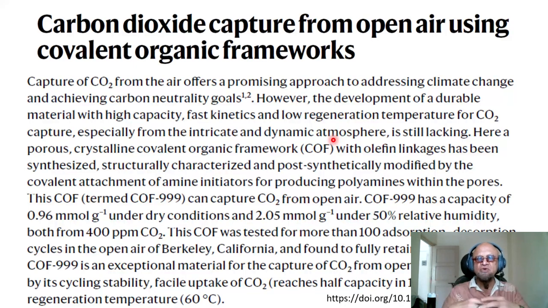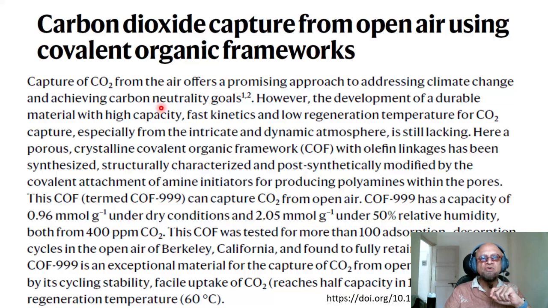For capturing CO2, metal organic frameworks are used for various purposes, even like fog harvesting and so on. You can look them up. So, what is this about? Carbon dioxide capture from open air using covalent organic frameworks. I know enough chemistry to know that covalent means there are atoms that are sharing electrons in a bond.